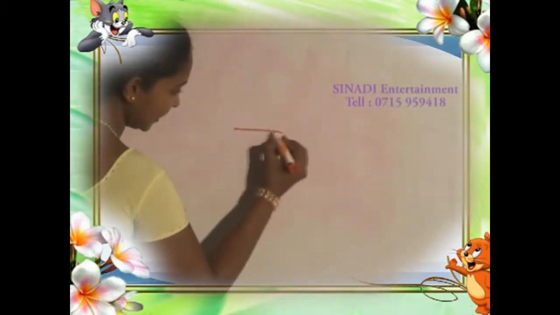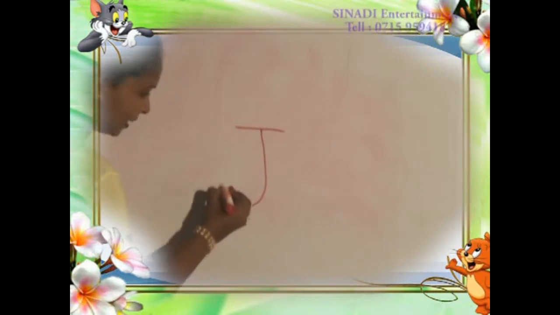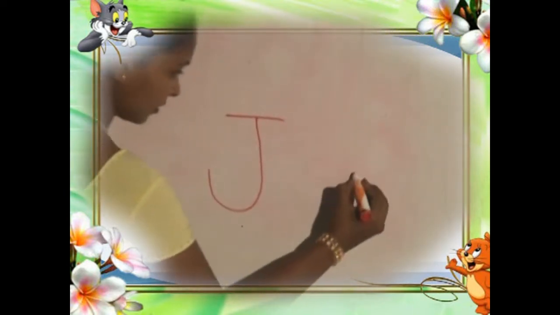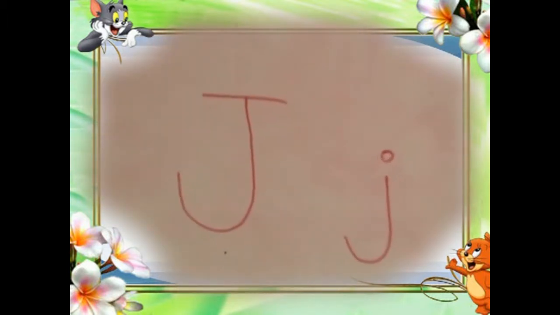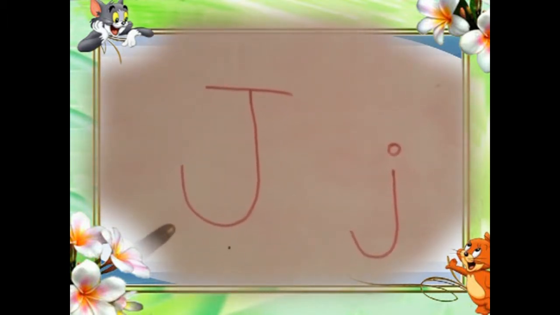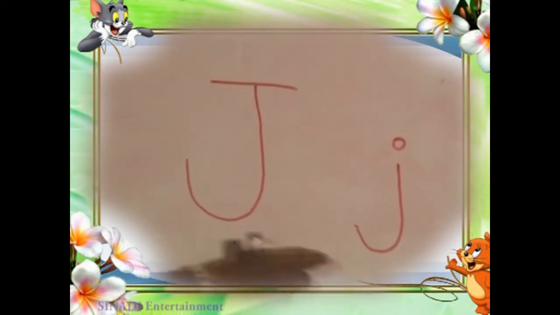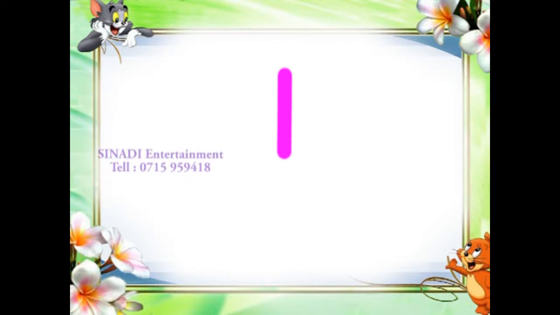The next letter is capital J. And the next one is simple J. Simple J. Capital J. J.